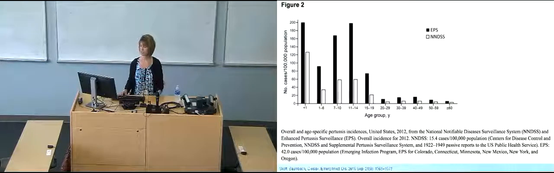So this is the rate of disease of pertussis by age group. And you can see for each age group, the rate in EPS, or Enhanced Pertussis Surveillance, is greater than the rate among NNDSS. So basically, it's more complete. We're doing a better job at getting case reports and identifying cases.